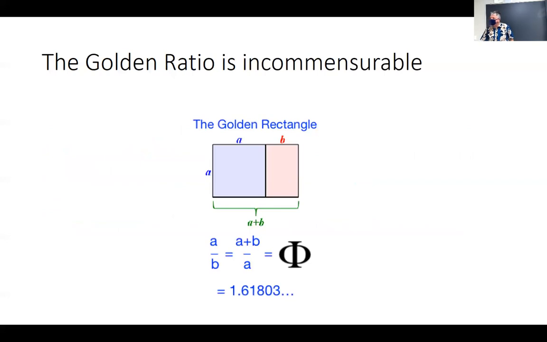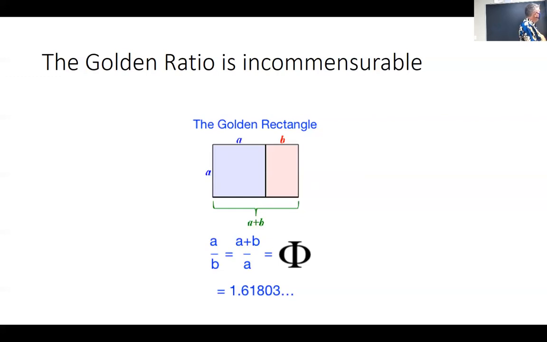Okay, so let's look at an example of some things that don't have a common measure. So let's have a look at the golden ratio. So last time we showed that the golden ratio was incommensurable by looking at a pentagon. And looking inside the pentagon, there was a golden triangle, and we went from that golden triangle and we then constructed a smaller golden triangle. And that showed that we could go on forever.